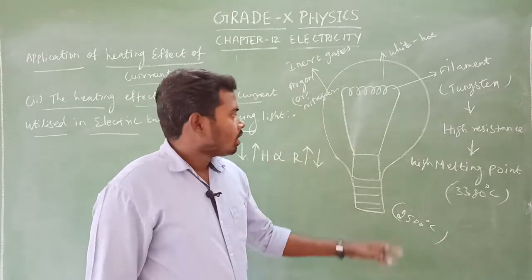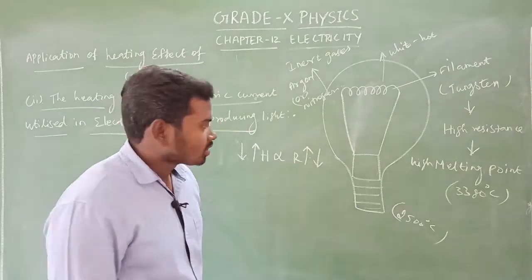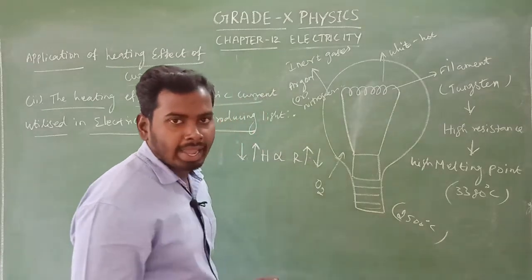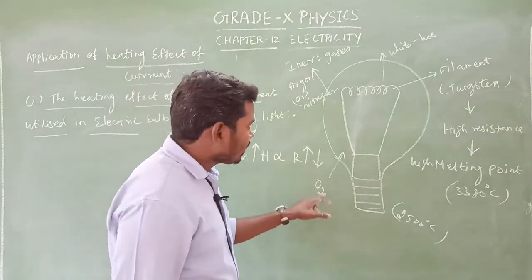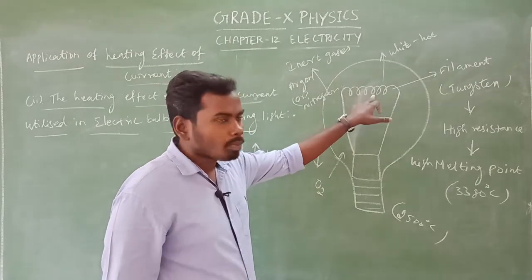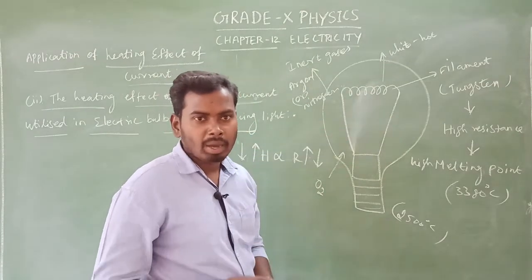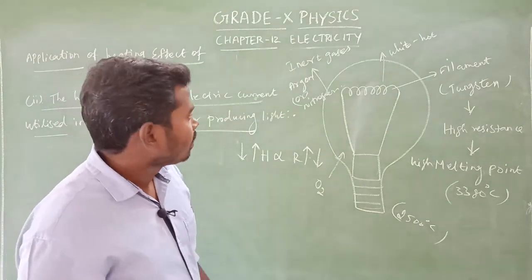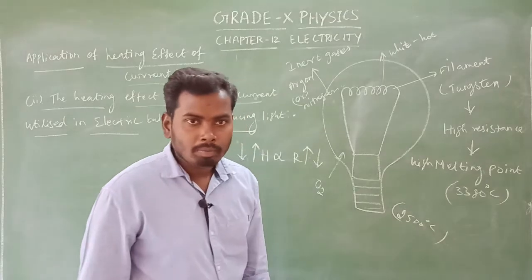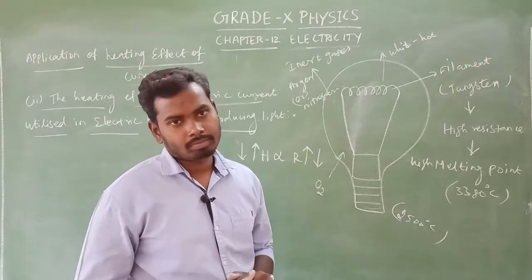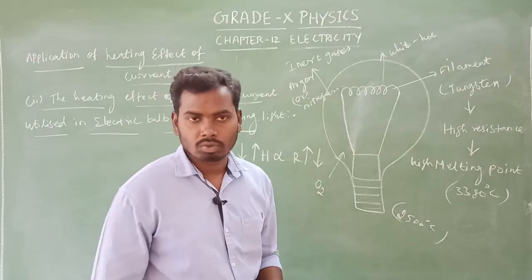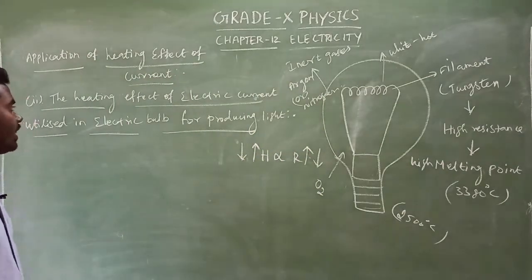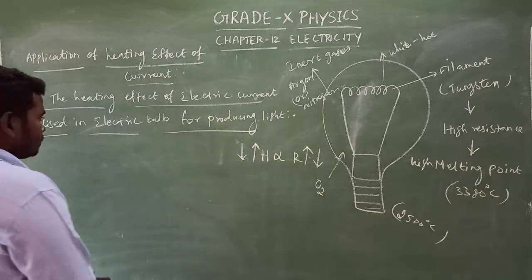Suppose, note this point, if there is oxygen inside the electric bulb, what will happen? Here the oxygen reacts with the heat produced by the tungsten filament and the bulb bursts out. That is the reason why inert gases are filled inside the electric bulb. That's all, students. So this is also one of the applications of the heating effect of electric current. Is it clear? Yes. So this is the second one.